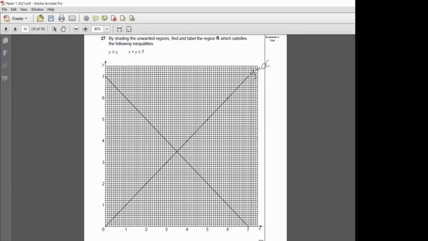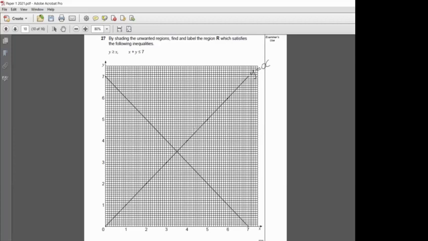Now, if you're not sure which one to shade, all you need to do is pick any point that is either above or below. And then if that point satisfies what you are looking for, then that is part of the region you're looking for. Or if that point does not satisfy, then everything in the region where that point is, is the unwanted region. Okay, so that may be a little bit confusing, but it's actually not that difficult.